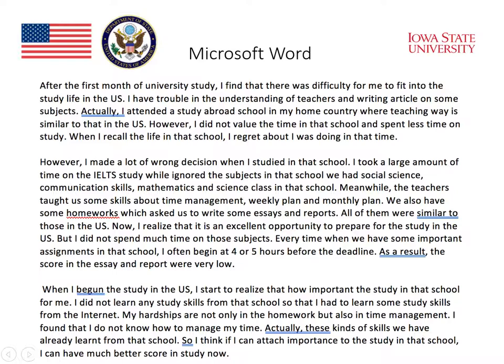Microsoft also picked up on, in the third paragraph, when I begun the study in the U.S., really should be when I began the study in the U.S. So it underlines errors and does a fairly good job at underlining at least some of these errors.